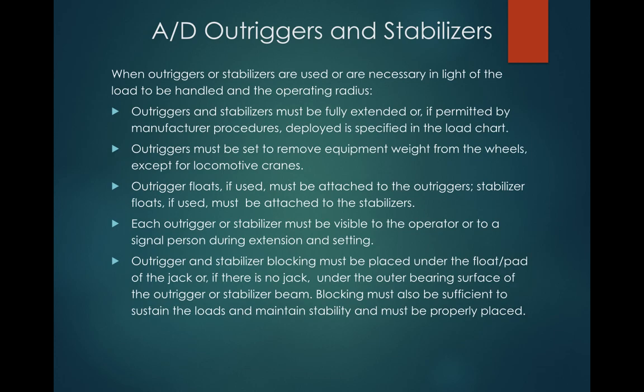The AD outriggers and stabilizers. Outriggers or stabilizers are used when necessary in light of the load to be handled and the operating radius. Outriggers and stabilizers must be fully extended or deployed as permitted by manufacturer procedures, as specified in the load chart. Outriggers must be set to remove equipment weight from the wheels.